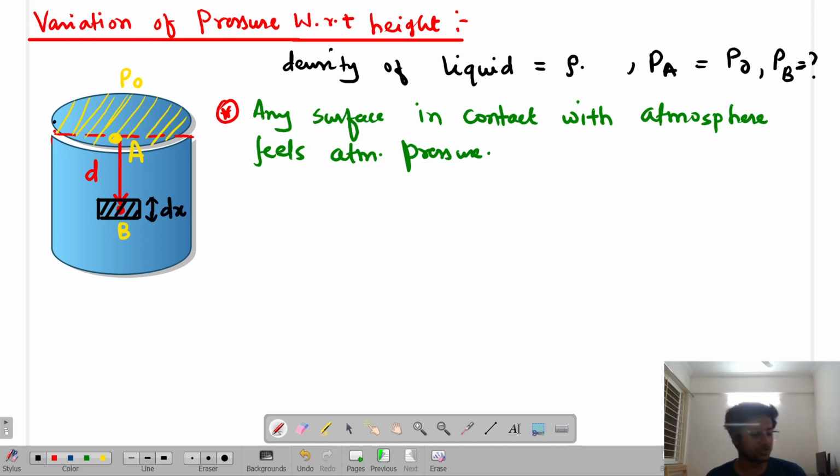Dx, which is located at some random height, x. So some random depth x. Are you able to get me or not? So try to understand that if I want to find the pressure on this liquid, I need to at least know about the forces which are present, or the free body diagram of this liquid element. So let's suppose its length is dx.